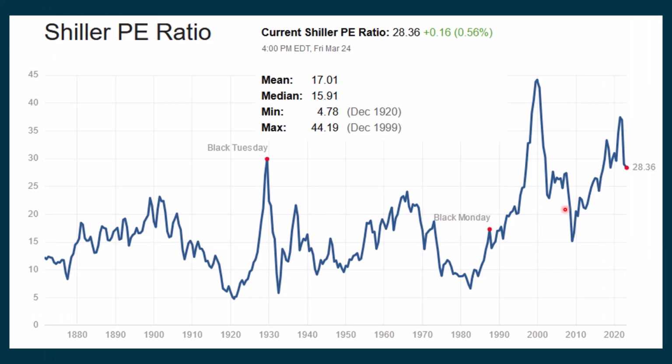Another thing that we look at is called the Shiller PE ratio. This looks at more of an average over a period of time, and this was developed by Robert Shiller. Over on the right-hand side, we currently are at 28.36. The median and the mean for this is between 16 and 17. So on a historical basis, this is also considering that we are expensive right now.